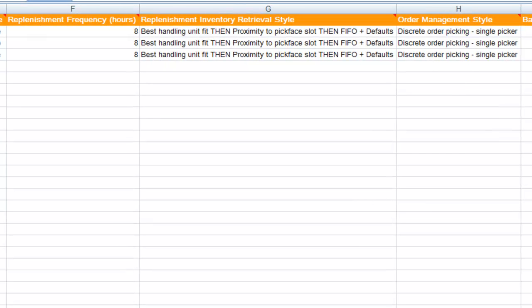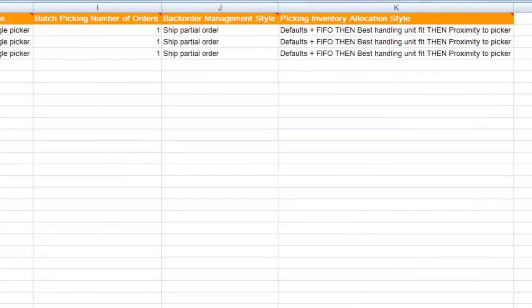Replenishment frequency determines how often, in clone run real time, the current inventory position of the SKUs in the pick face of the node is evaluated and replenishment quantities determined. Order style determines if and how orders are grouped into picking batches and the particular picking process that is executed. Batch picking, number of orders, tells OC the maximum number of orders to group together.